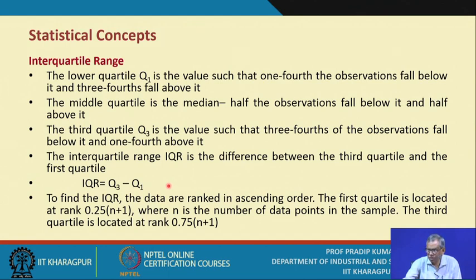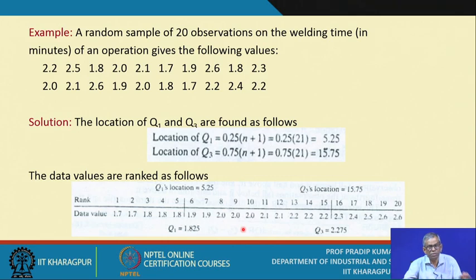To find the IQR, the first step is that the data are ranked in ascending order. The first quartile is located at a rank of 0.25 times (n plus 1), where n is the number of data points in the sample, say 100. The third quartile is located at rank 0.75 times (n plus 1). So the first quartile is at 0.25(n+1), and the third quartile is at 0.75(n+1).